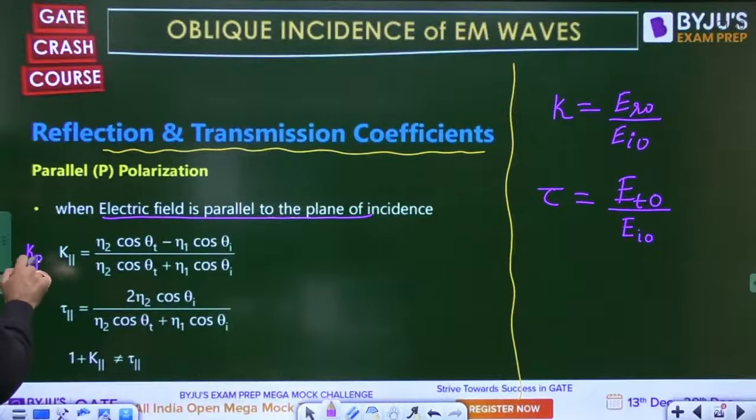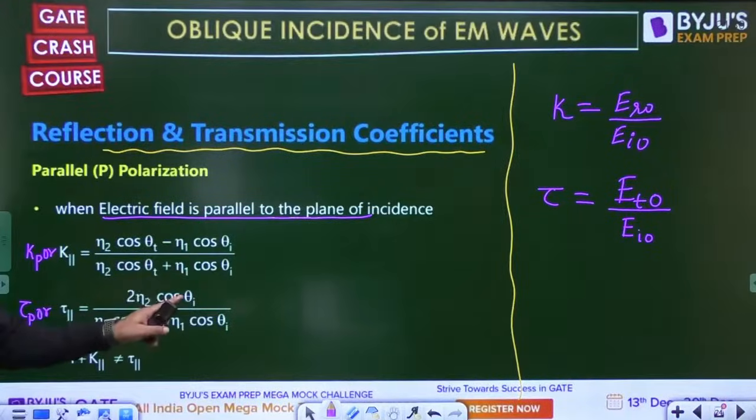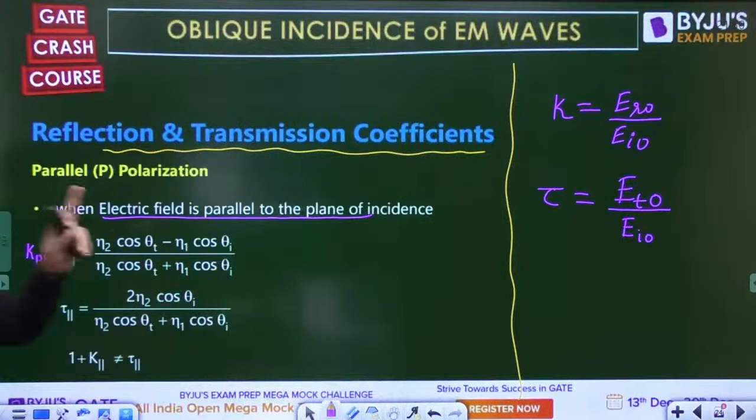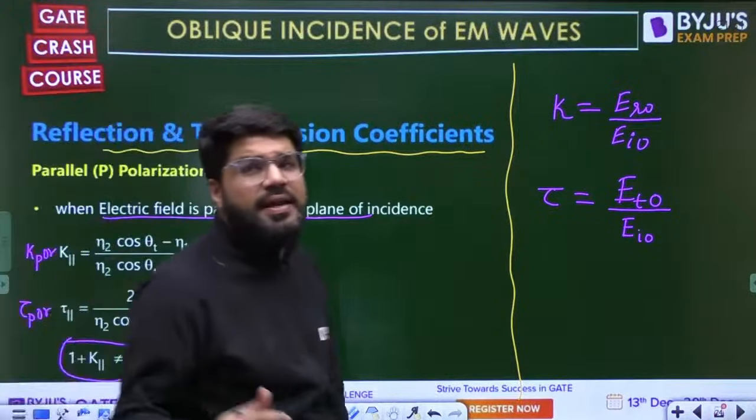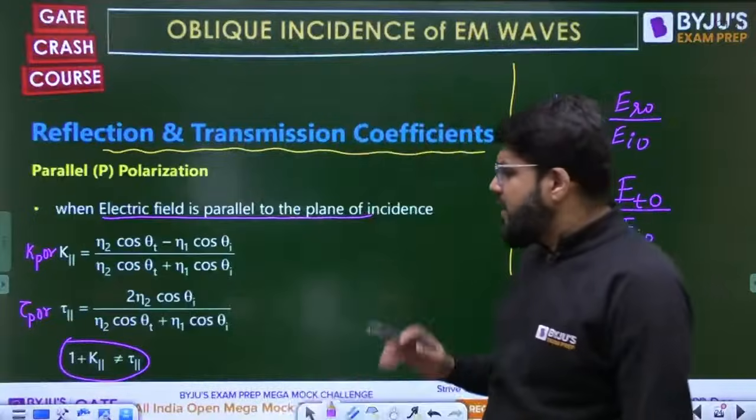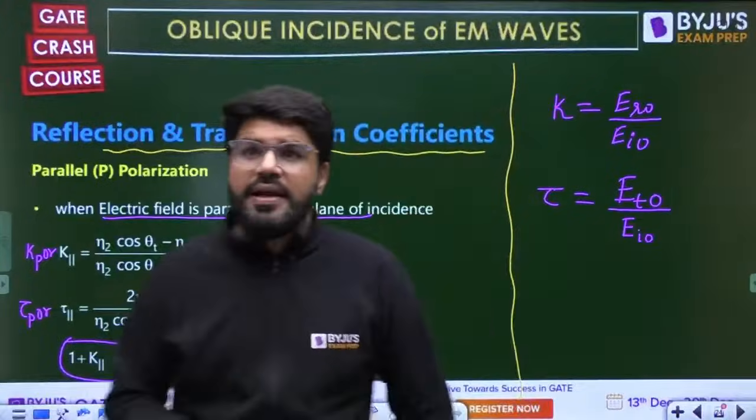So K is given by the formula K parallel. We can also call it Kp, right? Eta 2 cos theta t minus eta 1 cos theta I divided by eta 2 cos theta t plus eta 1 cos theta I, and the tau parallel, also known as tau p, is given by the formula 2 eta 2 cos theta I upon eta 2 cos theta t plus eta 1 cos theta I. But please remember, 1 plus k is not equal to tau. This is usually true in normal incidence. That is why I am highlighting this point.